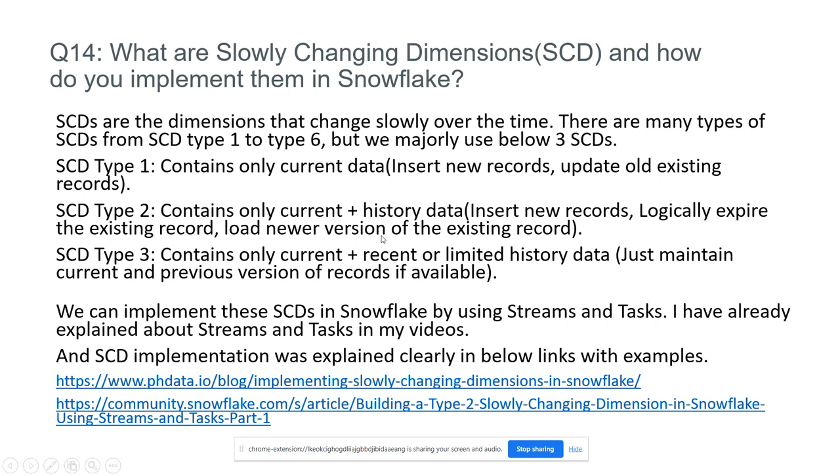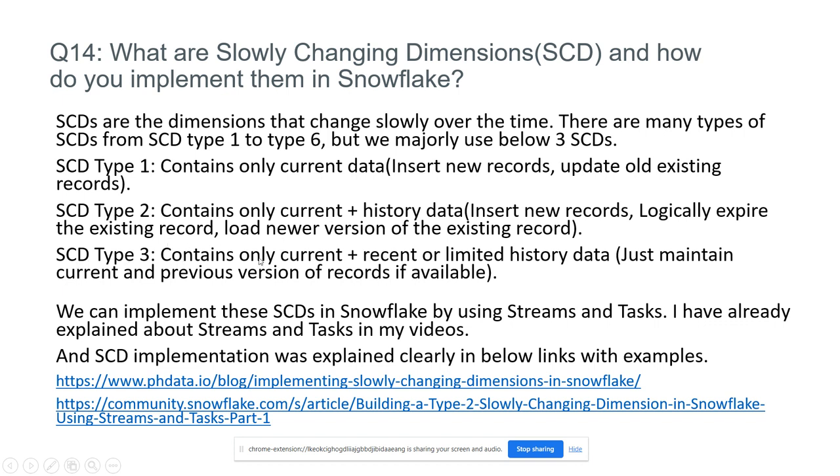So if that particular record was updated on 10 days, it will contain all 10 records. Okay, so SCD type 2 contains complete current and history data. Okay, it will not delete any data, but it will just logically expire that record.